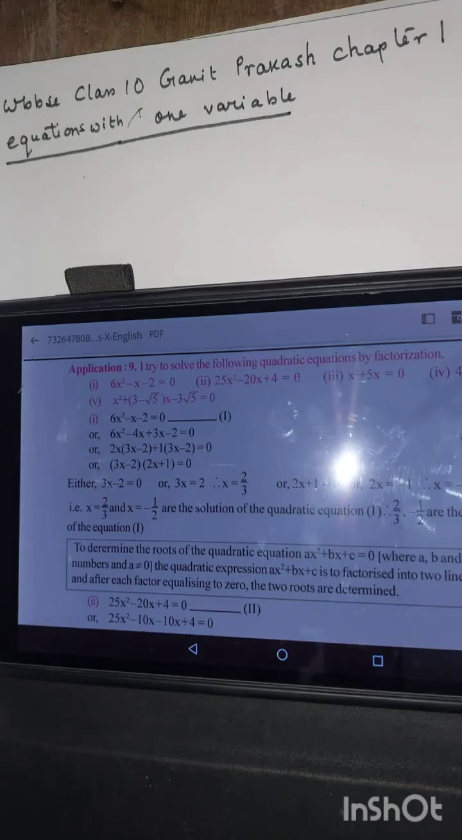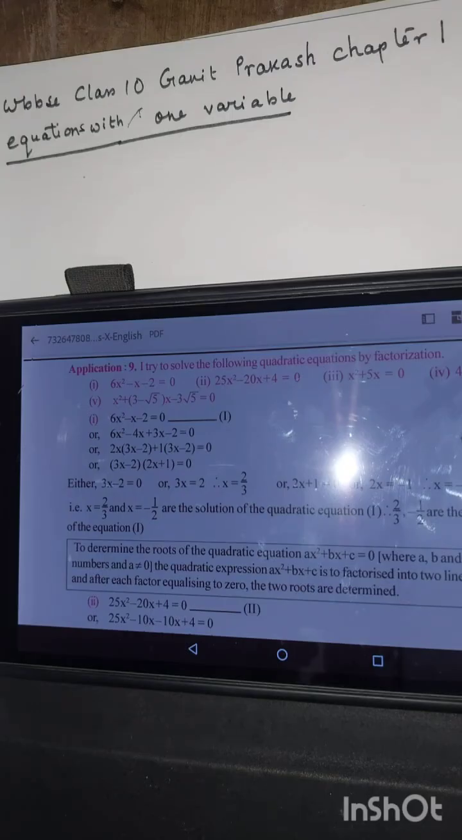find the value of x from a quadratic equation using factorization. We have learned factorization in our previous classes. Now let us take one example. Application 9 says: try to solve the following quadratic equations by factorization. Let us do one question from here.